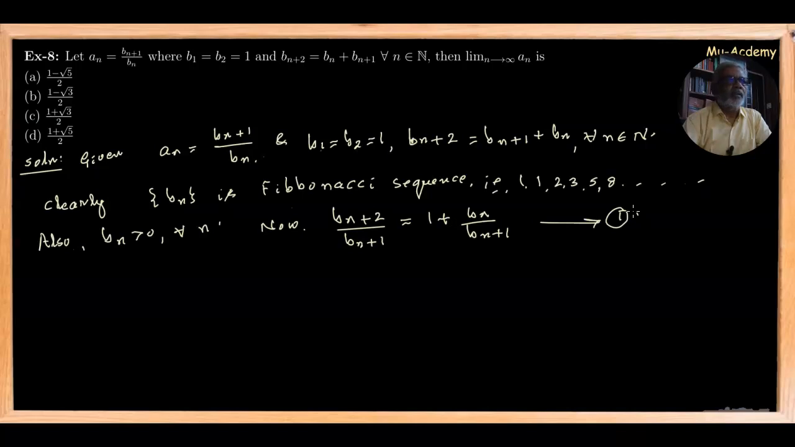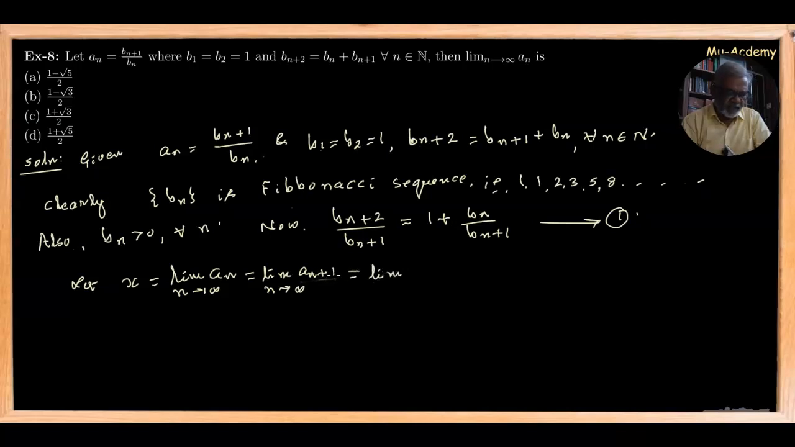Also, let x equal to limit of An as n tends to infinity. We know that limit of An as n tends to infinity is the same as limit of An plus 1 as n tends to infinity. But An plus 1, wherever n is there you replace n plus 1, is going to be Bn plus 2 by Bn plus 1.